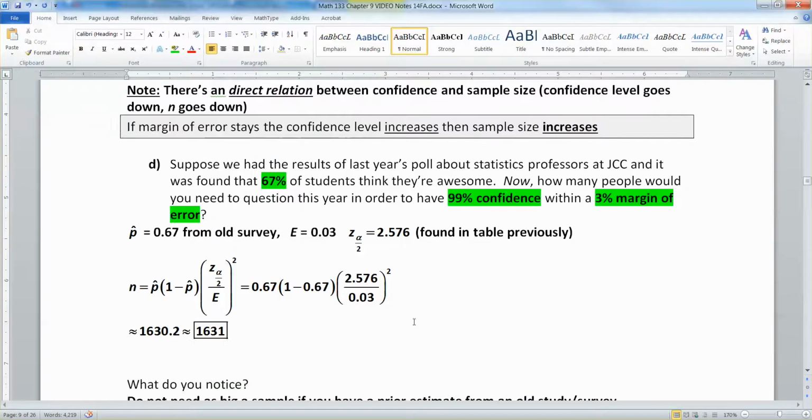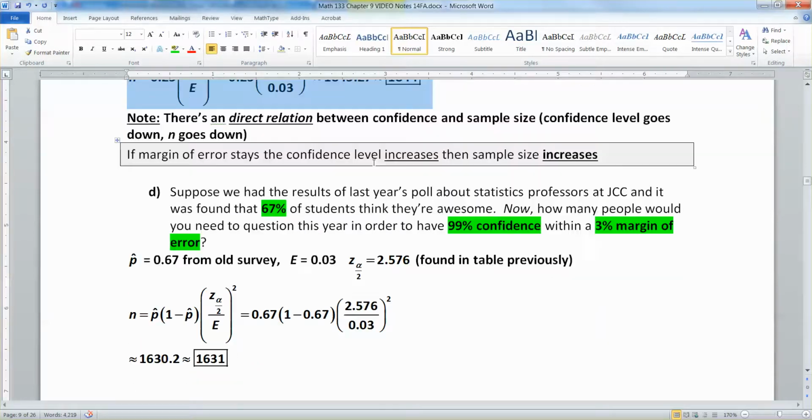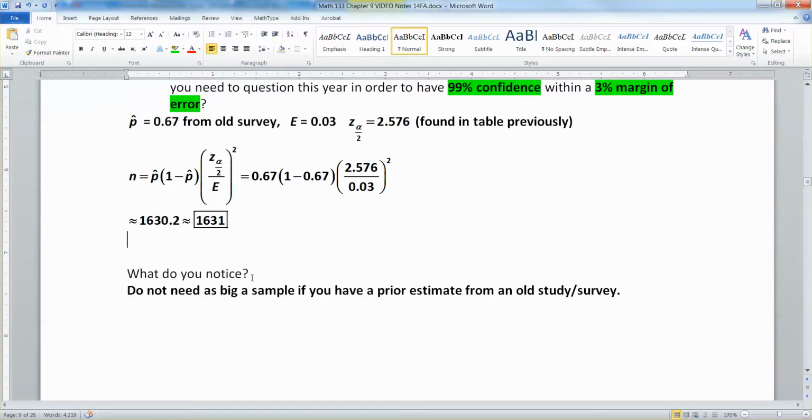Now you'll notice that this had the same error rate and 99% confidence level as the last one, which was 1844. But you don't need as big an amount of sample if you have a prior estimate. That is, you don't need as big a sample if you have an old study or survey to draw some info from.